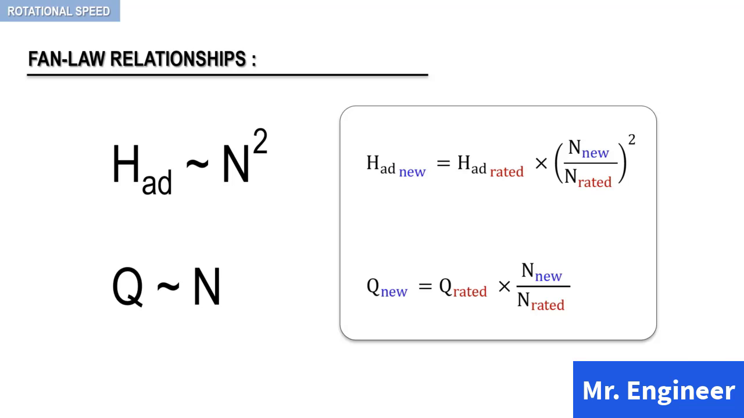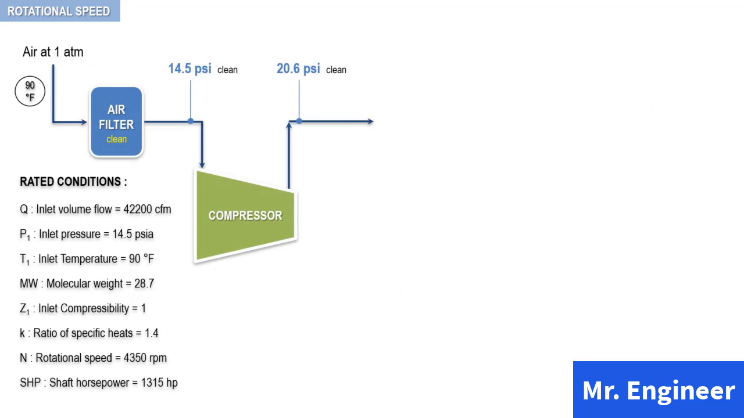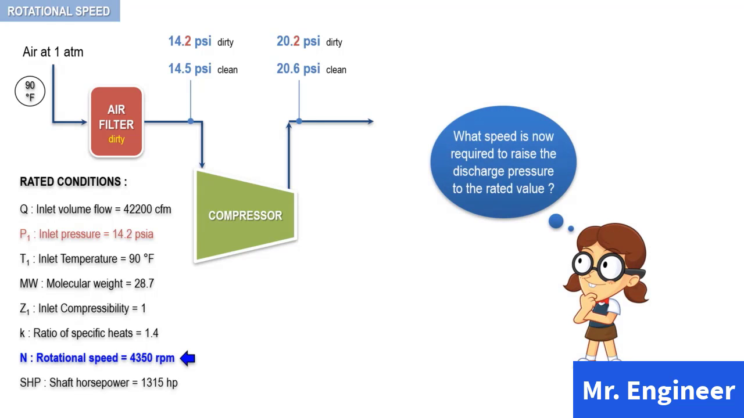The methodology that will be outlined can be used for any variations in inlet conditions and for any type of performance curve. Let's consider our previous example involving a change in the inlet pressure only. Here, the drop in inlet pressure caused the discharge pressure to decrease from 20.6 psi to 20.2 psi. The question is, what speed is needed to raise the discharge pressure to the rated value of 20.6 psi at rated inlet volume conditions?